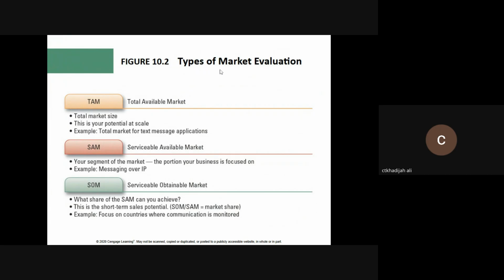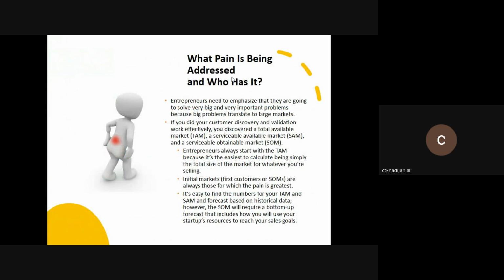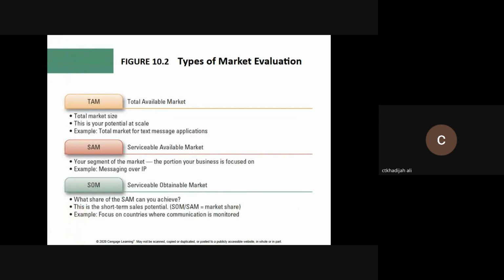This figure shows the types of market evaluation. For the TAM, total available market, total market size, this is your potential at scale. Example, total market for text message application. SAM, the serviceable available market, your segment of the market, the portion your business is focused on. Example, messaging over IP. SOM, the serviceable obtainable market, what share of the SAM can you achieve? This is the short-term sales potential. Example, focus on countries where communication is monitored.